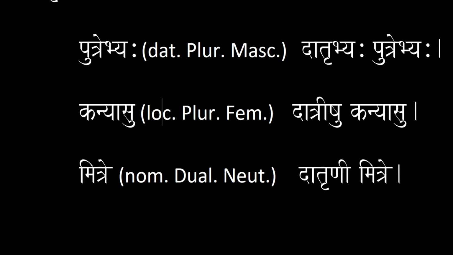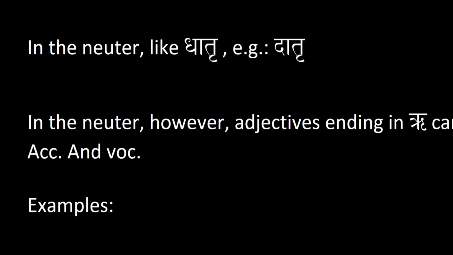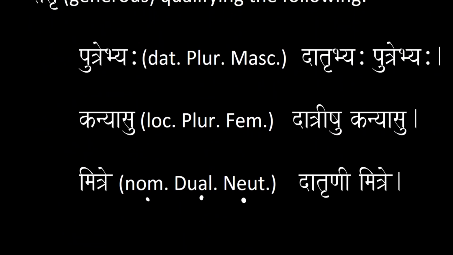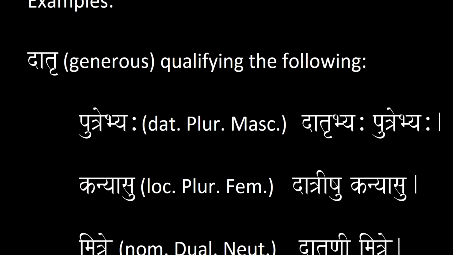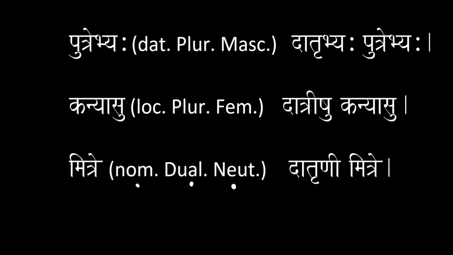And then you have mitre as an example for a nominative dual neuter case. This is declined like dhatri. So it stays as dhatri, but it is not declined like netri, it's declined like dhatri, the neuter version. So that becomes dhatrani mitre.